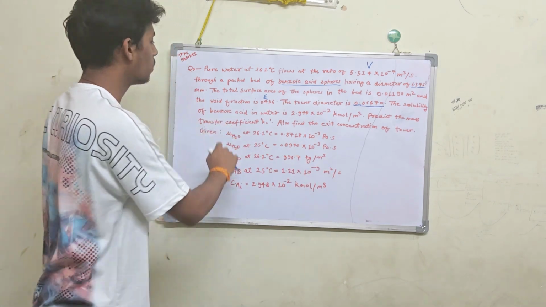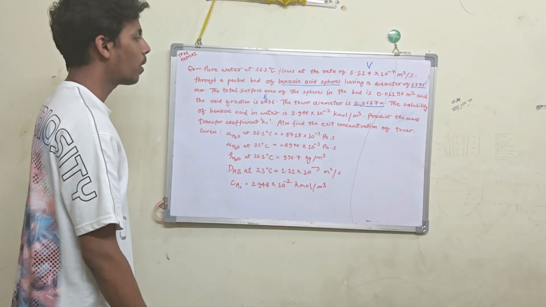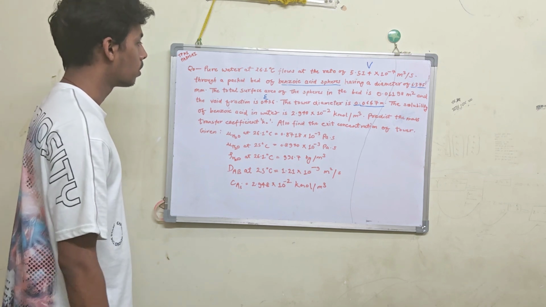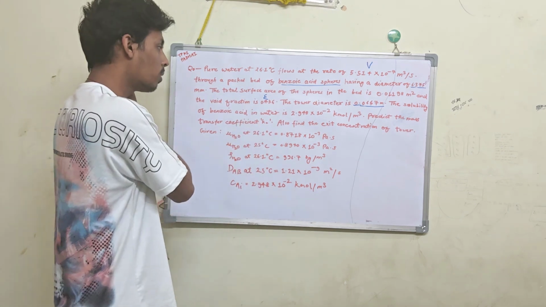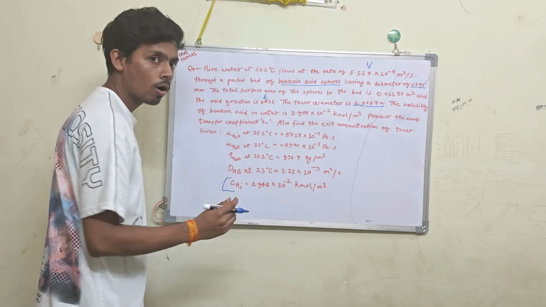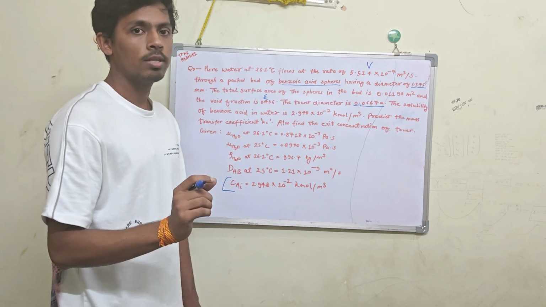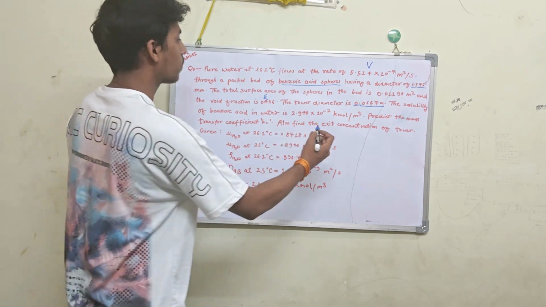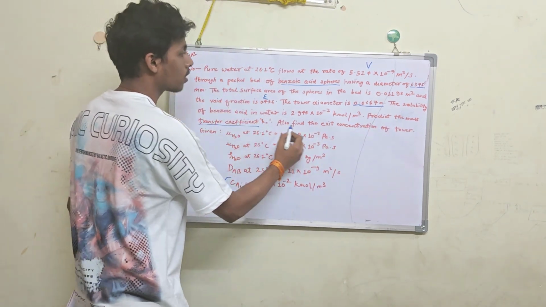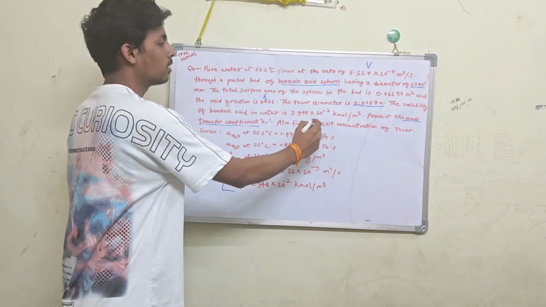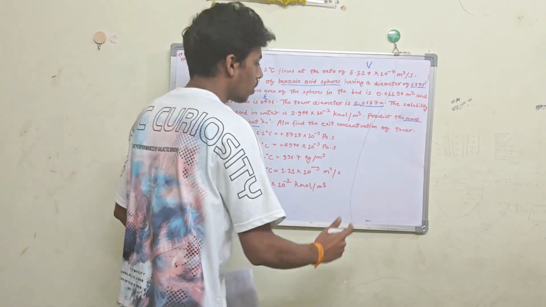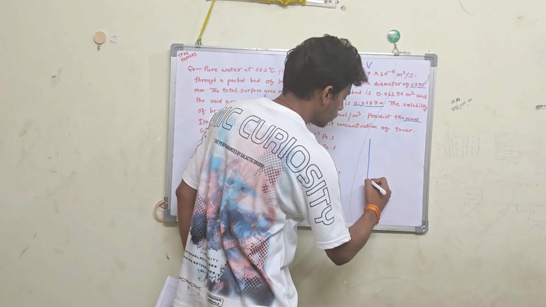The solubility of benzoic acid in water is 2.948 × 10^-2 kmol/m³. So this is the solubility of benzoic acid in water, meaning the concentration at the interface of solid benzoic acid and water. Now what we have to find: the mass transfer coefficient Kc and the exit concentration of the tower, Ca2. So let's draw a diagram so you can understand better.